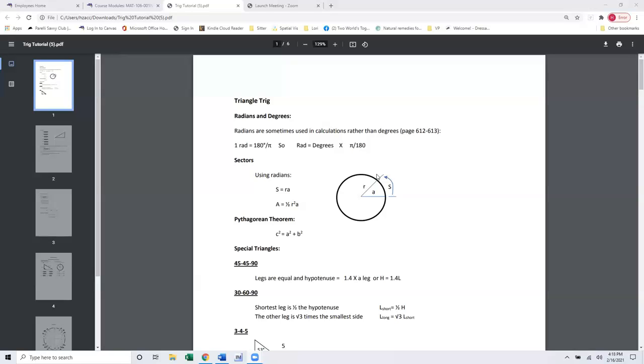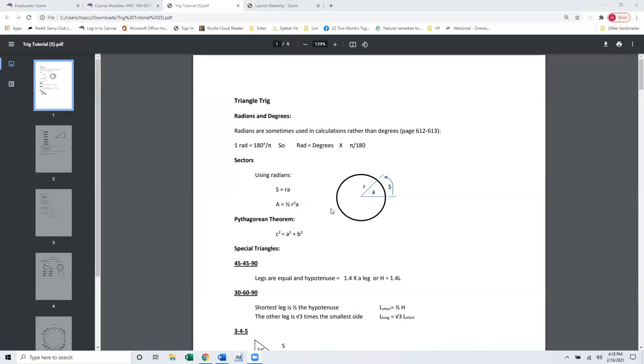Welcome back to Math 106, Technical Math. And today I'm going to talk about the unit circle and also incorporate what we need to know about radians and converting radians. So let's get started.